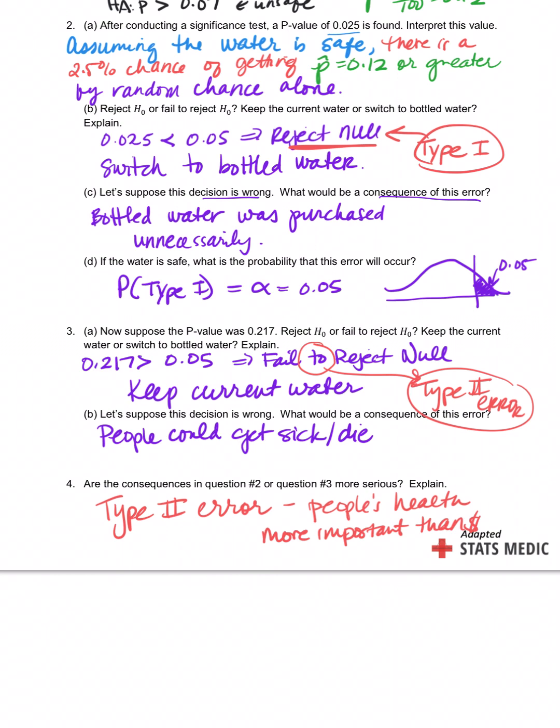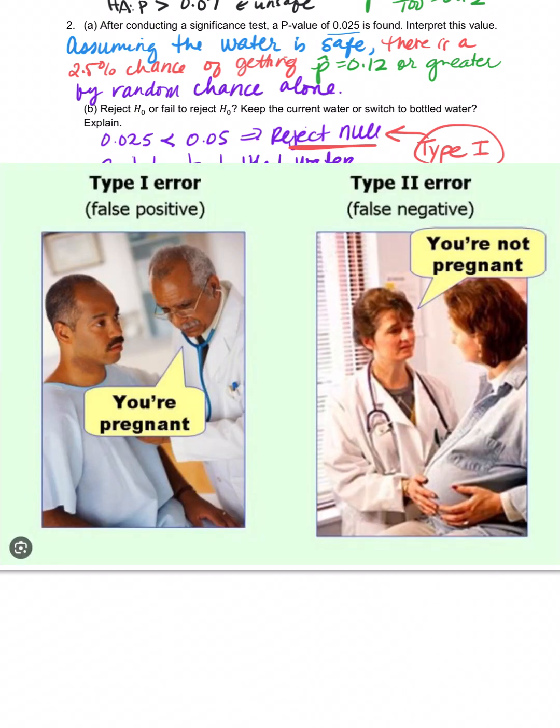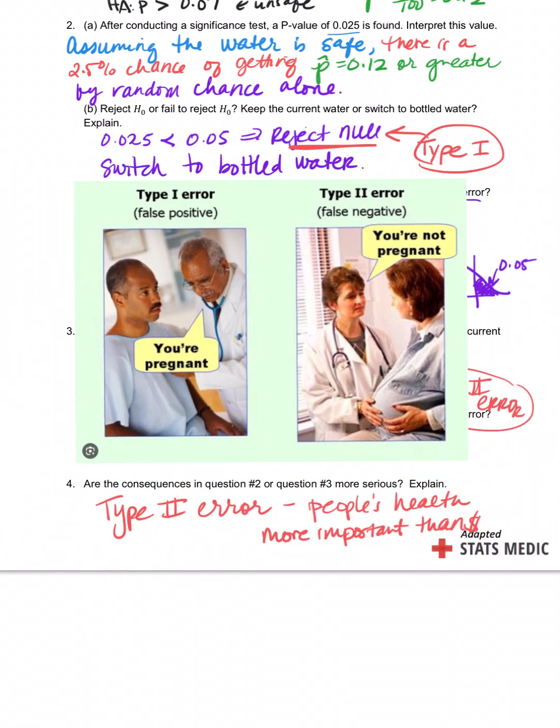Oh, I'm so glad you asked. We're going to get there. Next page. Before we get off, maybe you're still struggling with type 1, type 2. Let me give you a couple memes because they're everywhere. Type 1, you're pregnant. Nope. Type 2, you're not pregnant. Oopsies. Right? Both are mistakes.